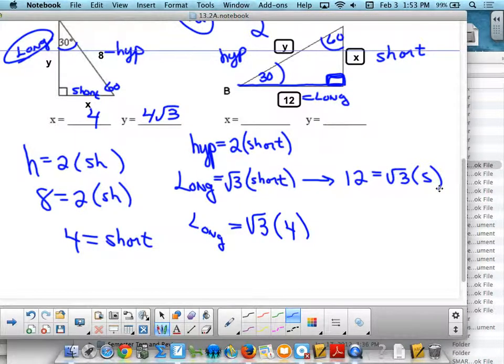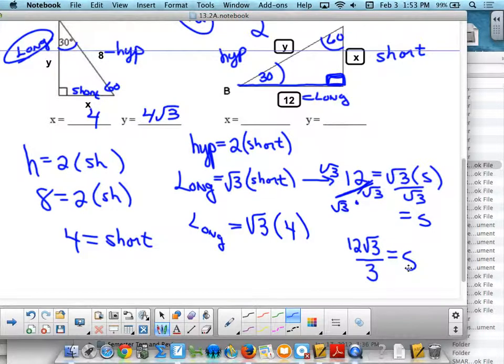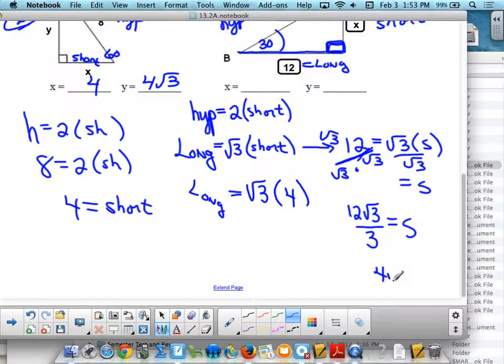Square root of 3, what do you have to do now? Divide by square root of 3, right? You end up with what? When you multiply, what do you multiply by? Square root of 3 over square root of 3. 3 on the bottom, 12 square roots of 3 on the top, so 4 square roots of 3.